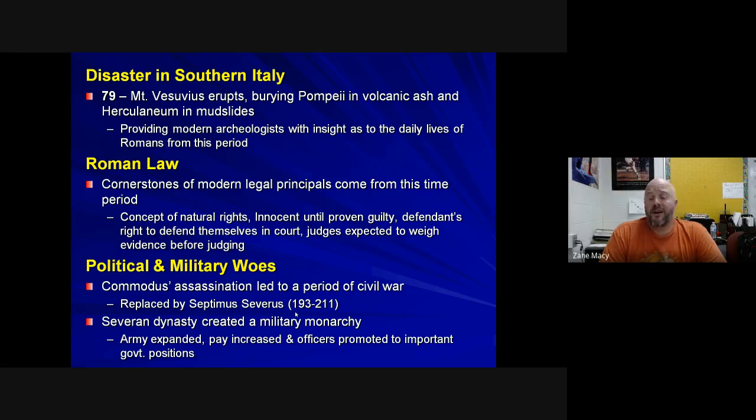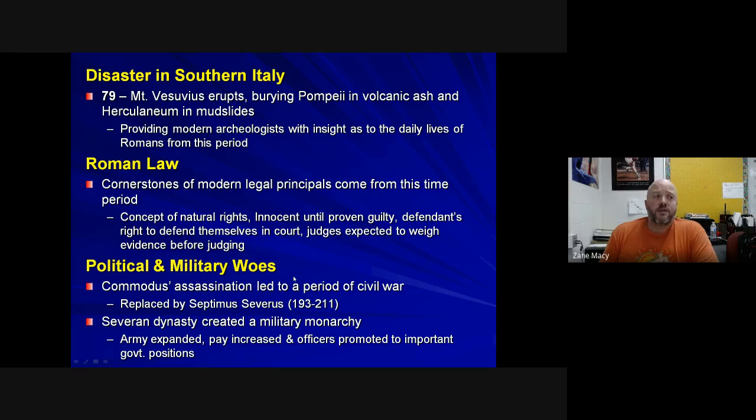A defendant has the right to defend themselves in court, and judges were expected to weigh evidence before judging, and again, just not having someone brought before them and say, this person did this, okay, this is my sentence. That might have been what it was like in some of the earlier civilizations that we've talked about, but with the Romans, there was a process. Charges were brought against an individual, and then evidence would have to be supplied to prove the guilt or the innocence of that person.